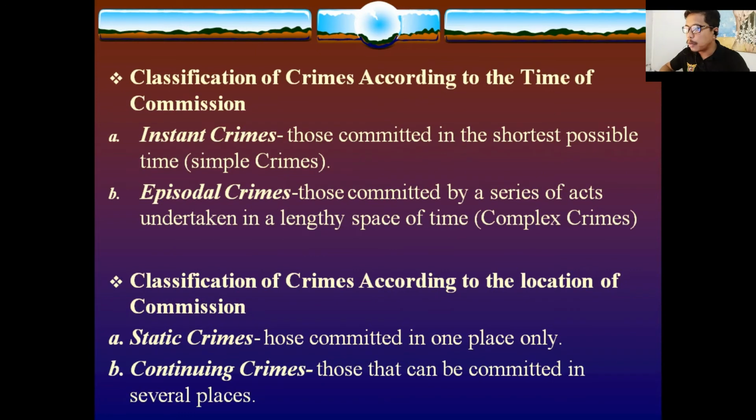So in the previous slide, we discussed simple crimes and complex crimes. Simple crimes have another name. We call it instant crime, and complex crime is also called episodal crime. So again, when we say instant crime or simple crime, this is a crime which only considers one act, like murder or homicide. That's an instant crime. But if it contains a series of acts, like rape with homicide or robbery with homicide, these are examples of episodal crimes or complex crimes.